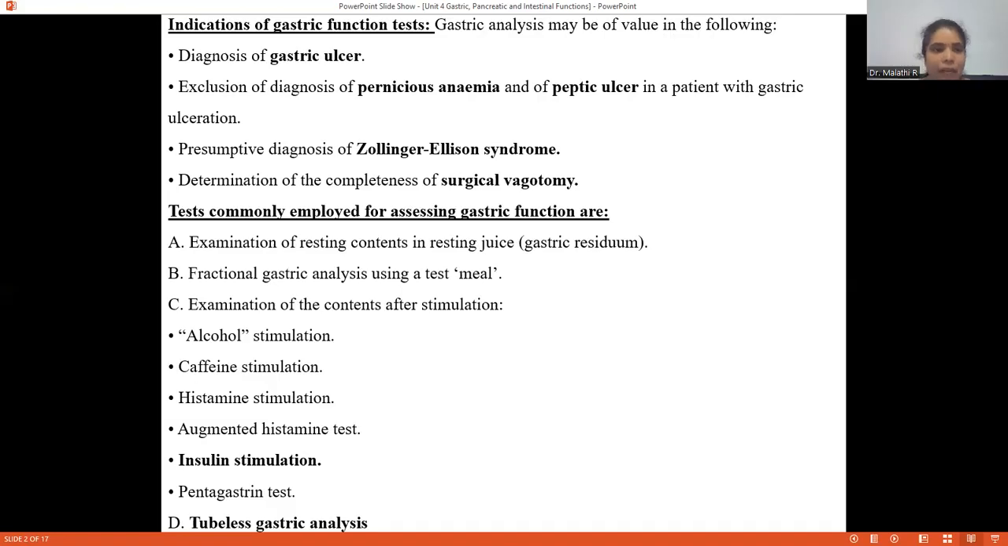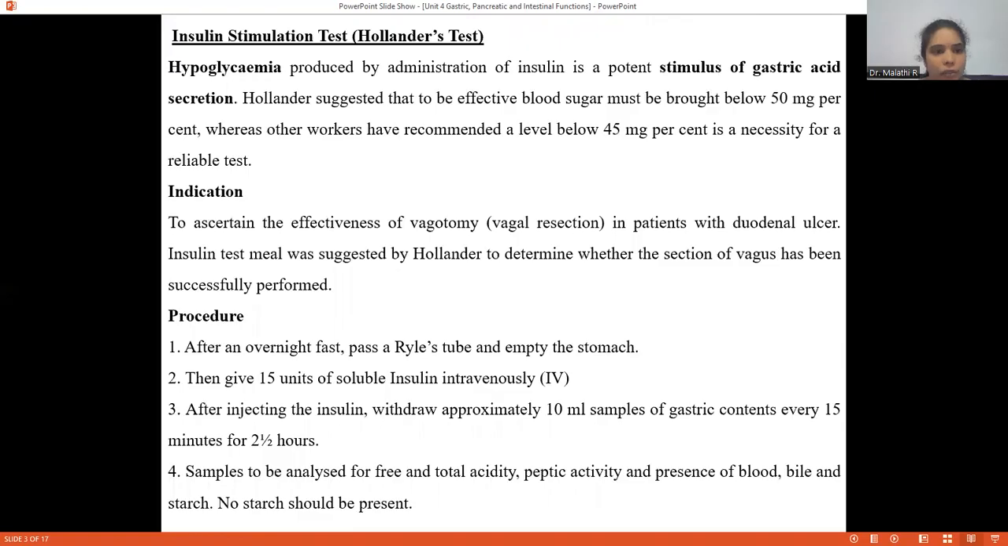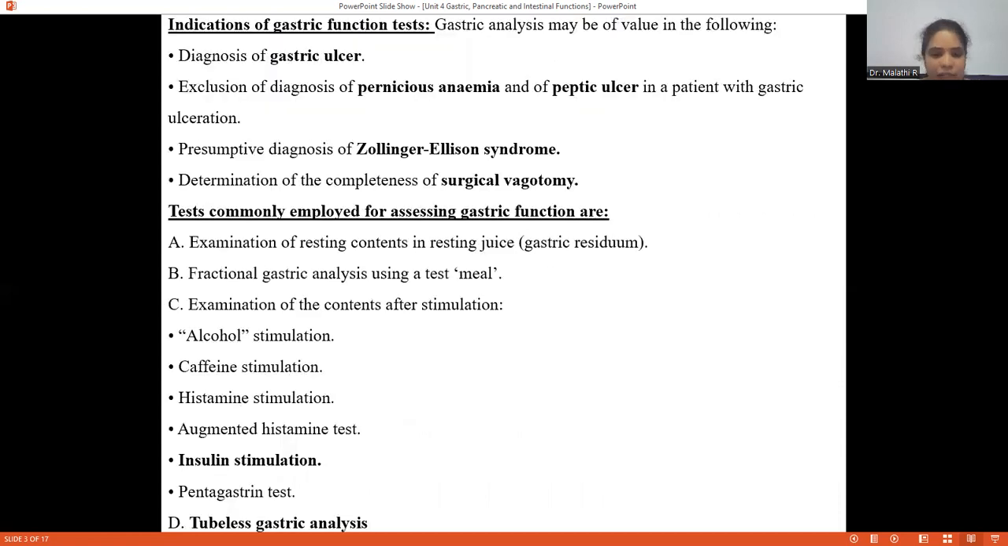resting juice, the fractional gastric analysis using a test meal, and examination of the contents after stimulation: alcohol stimulation, caffeine stimulation, histamine stimulation, augmented histamine stimulation, insulin stimulation, and pentagastrin stimulation. Apart from all these stimulation tests, we also have tubeless gastric analysis. The gastric stimulation test involves giving any of the stimulants stated previously: either caffeine, alcohol, histamine, insulin, or pentagastrin.